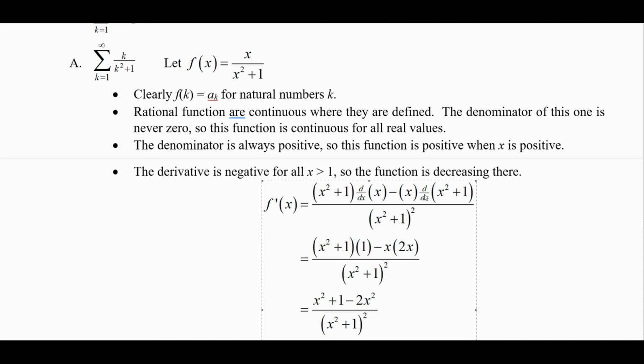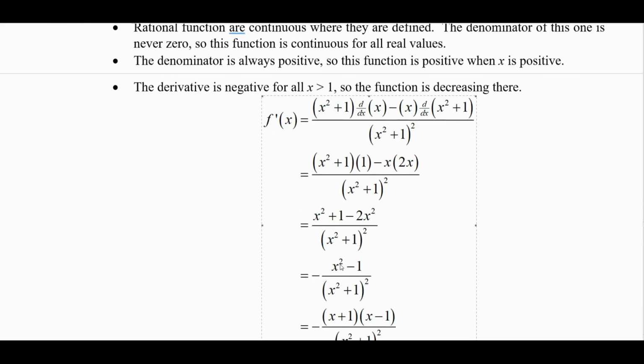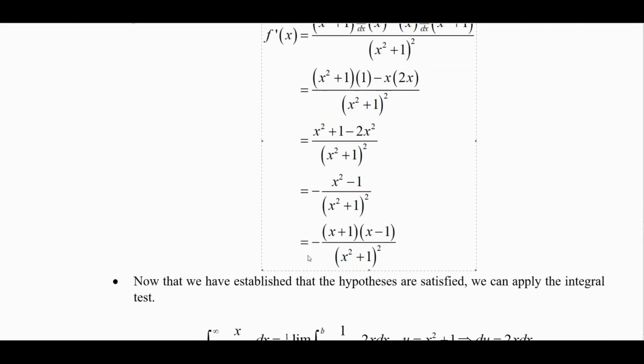That derivative has been computed. X times 2x is 2x squared. Of course, this just distributes here, carrying the parentheses. X squared minus 2x squared is minus 1x squared plus 1. I can factor a negative 1 out front, and that leaves me x squared minus 1. X squared minus 1 factors as x plus 1 times x minus 1. So we have the opposite of x plus 1 times x minus 1 over x squared plus 1.